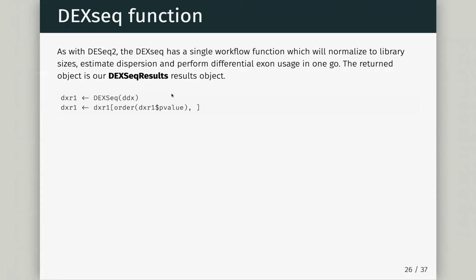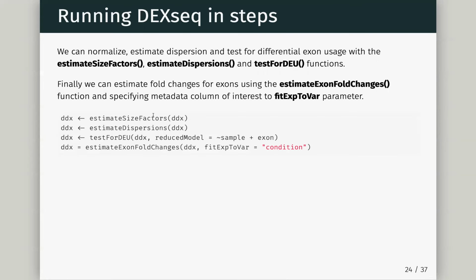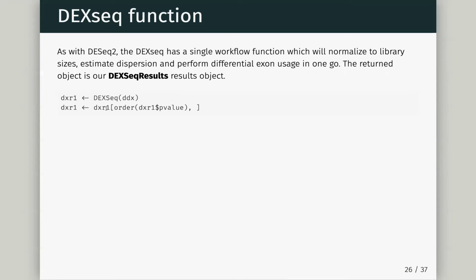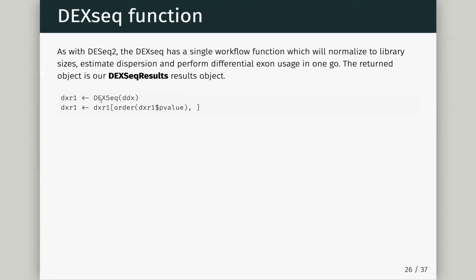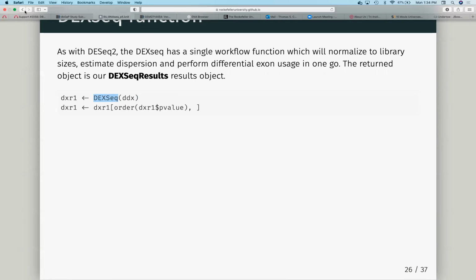Just like with DESeq2, we don't need to run every single step separately. You can just run DEXseq, give it the DXD object, so our pre-normalized object, and it will run everything here in one go and just output a result. We can then look at ourselves. Let me just have a little look at DEXseq function here. I think I've got it installed.